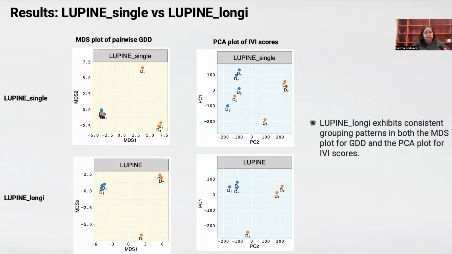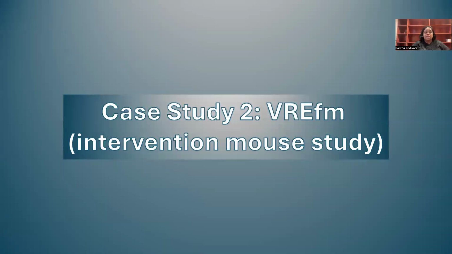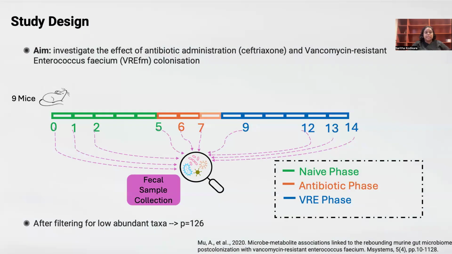The second case study is the VRE-FM case study. This is an intervention study, again on mouse. Mouse experiments are more controlled because we have all the control over these mice. In this experiment, you don't have two groups, but different phases in the time frame. For example, day 0 to 5 is the naive phase, where they're in a stable state. Then on day 6 and day 7, they are given an antibiotic.